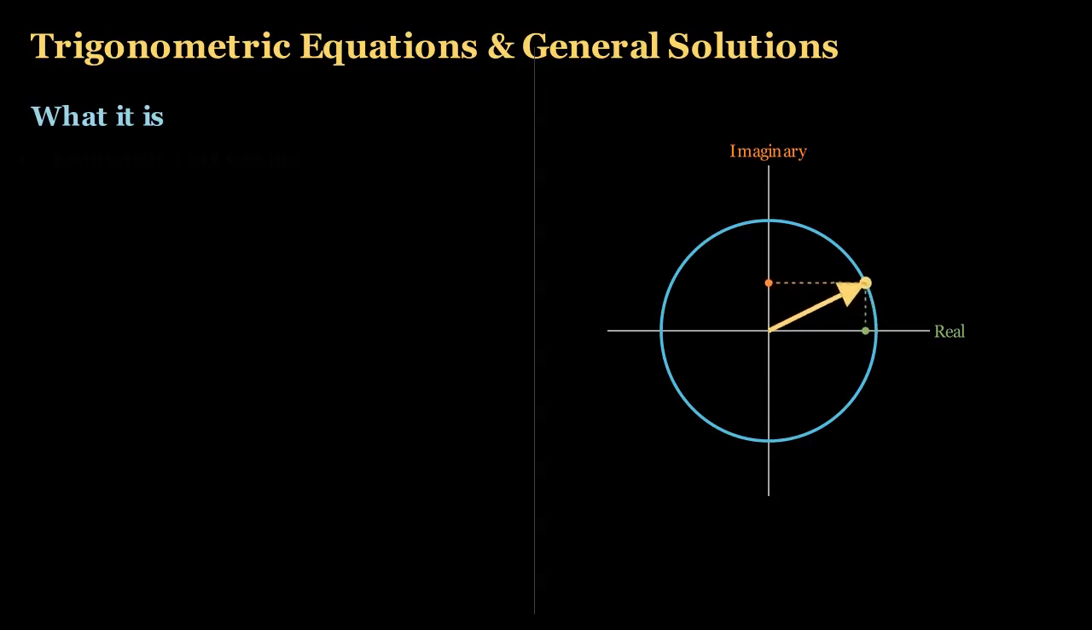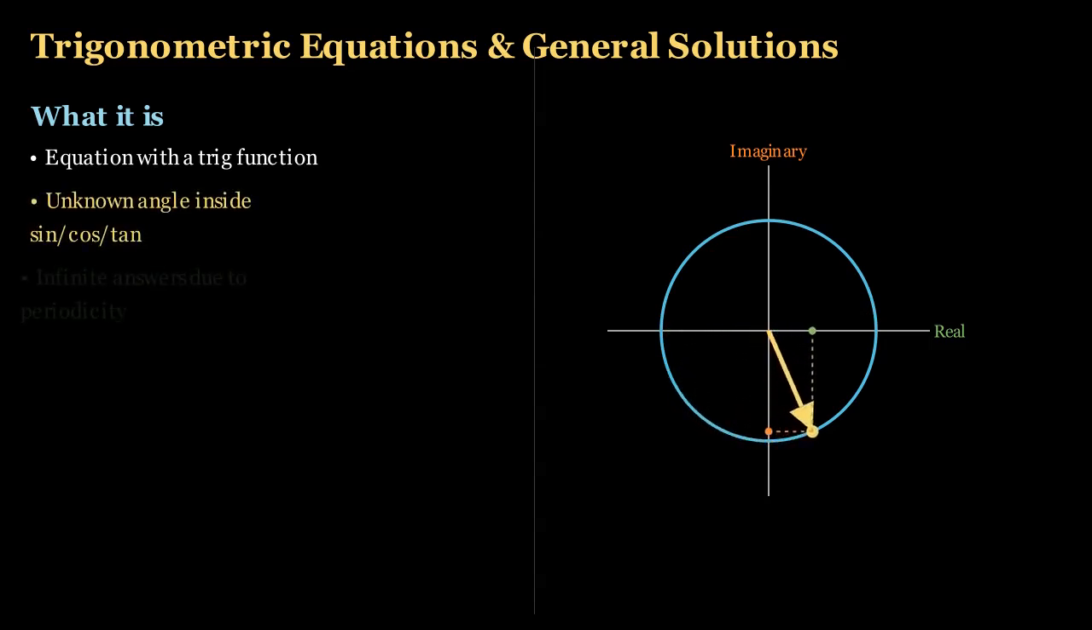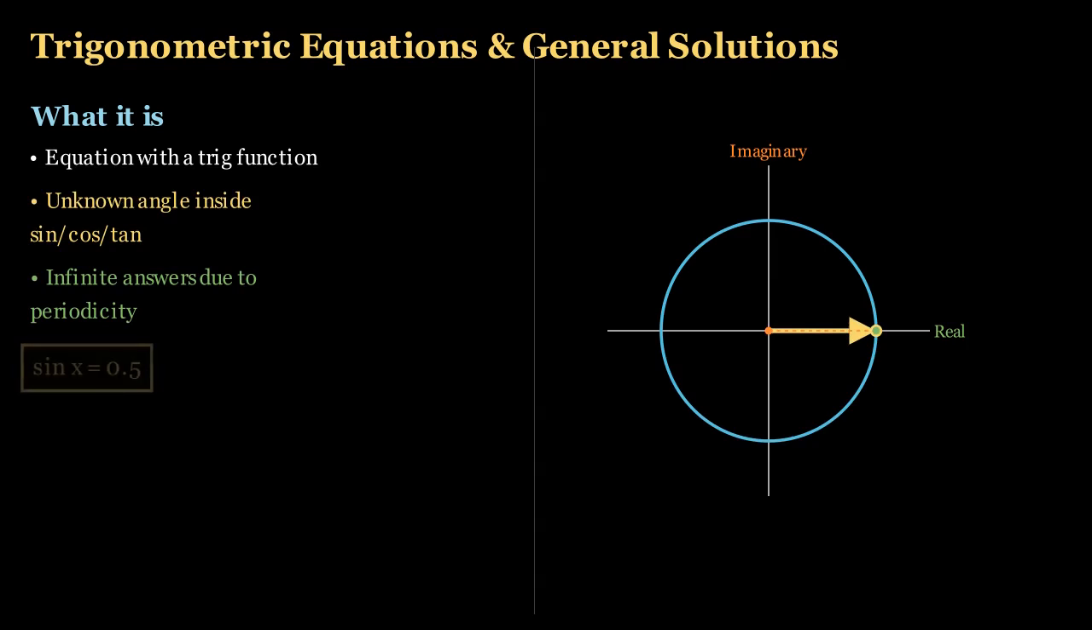A trigonometric equation is just an equation where the unknown is an angle tucked inside a sine, cosine, or tangent. For example, sine of x equals 0.5. Unlike a regular equation where you get one number, here the angle can have infinitely many solutions because the trig functions repeat as you go around the circle again and again. Think of a clock hand. If I ask when is the hand pointing straight up, the answer is 12 o'clock, but also 12 o'clock tomorrow, and the day after. The pattern repeats every full turn. That's the core idea. We're finding all angles that make the statement true.